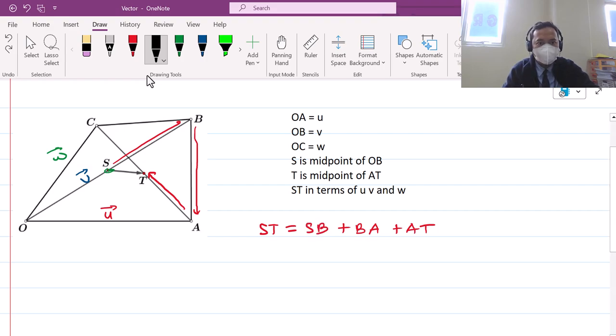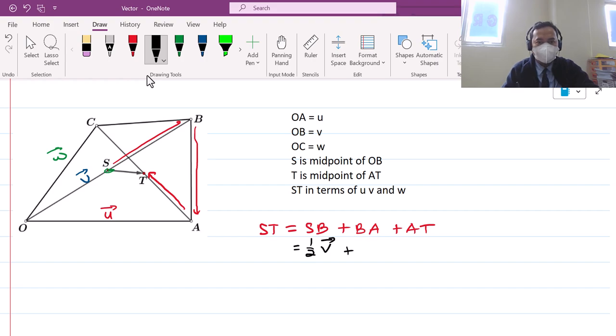We know that S is the midpoint of OB, meaning if OB is V, from here to here is V, then if I go from S to B, it's just half of that. So this is half of V, this is also half of V. So I can substitute this: SB becomes half of V. Okay, that's the first one.